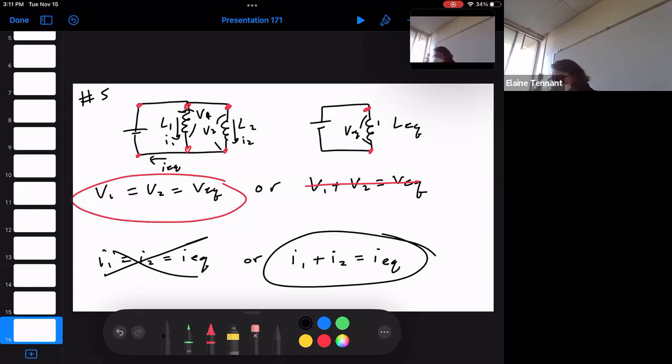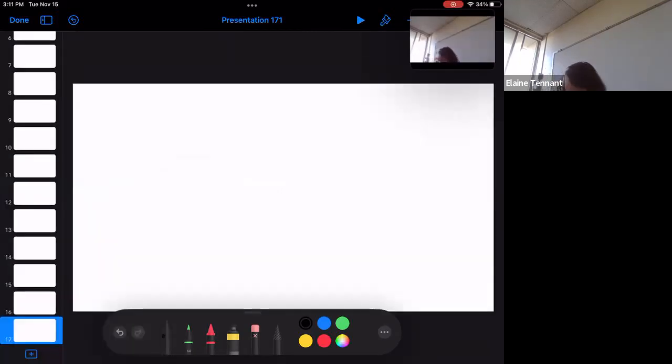Okay, so let's figure out what we're going to do with that. Again, sorry, it'll take me a second to write this down. I1 plus I2 equals I equivalent, and V1 equals V2 equals V equivalent. Okay, that's nice.